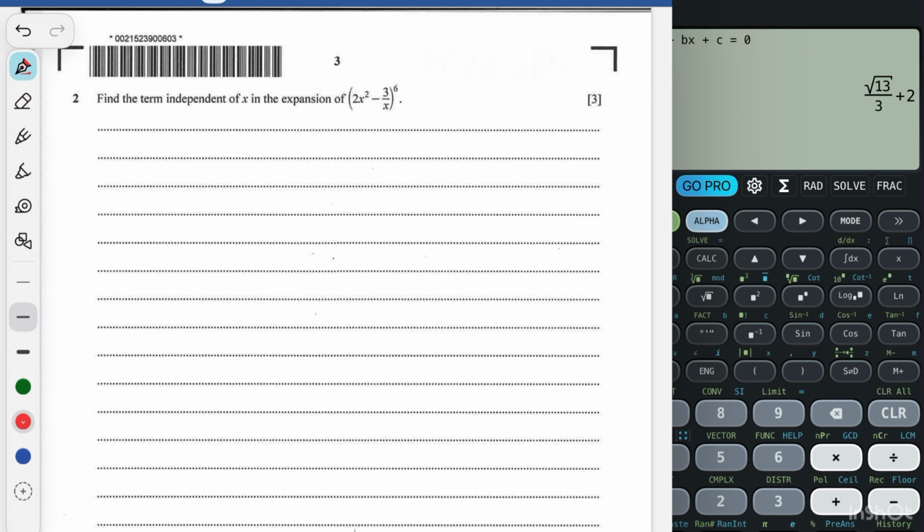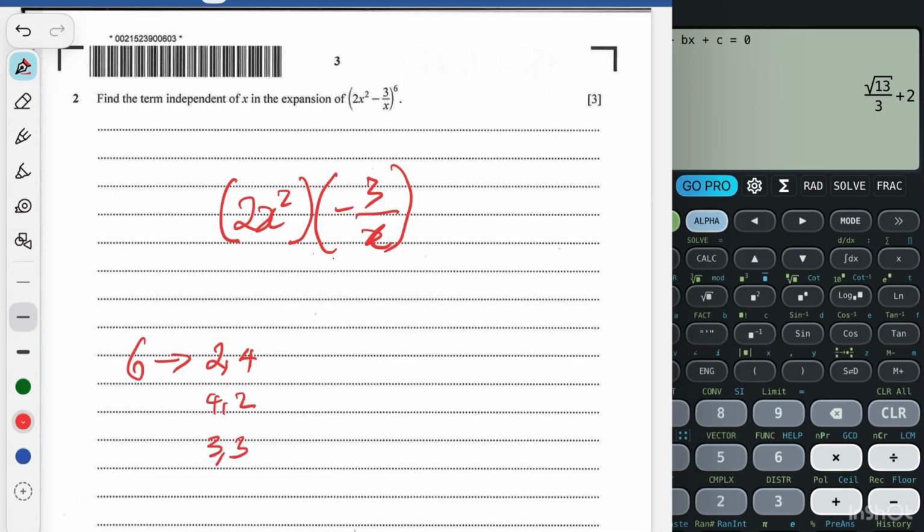Now, if you have done binomial expansion, you know we are always going to have something like this: 2x squared minus 3 over x. Some of you do nCr, you find k. That is fine. But just listen, try to learn and see. You know, in binomial expansion, 6 is the highest power. I need numbers that add up to give me 6. 2, 4, 4, 2, 3, 3. Any other one? 5, 1, 1, 5. But those ones are the extreme.